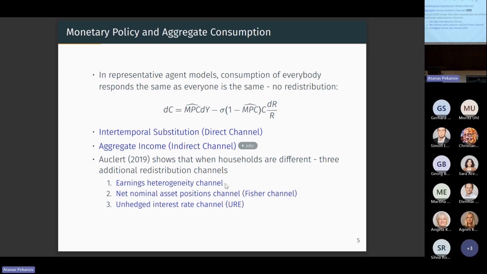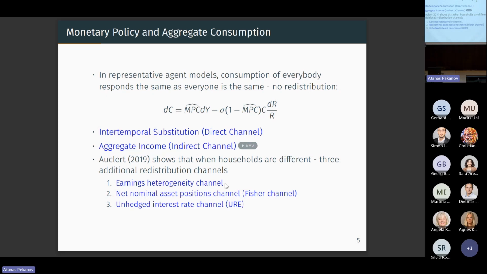So how does that work? First, I will explain the theory behind it. Most of it was developed by Auclert. I'm just extending it in some very small ways, but let me present the baseline theory without going into the derivations. In representative agent models, the consumption of everybody responds the same because everybody is the same.